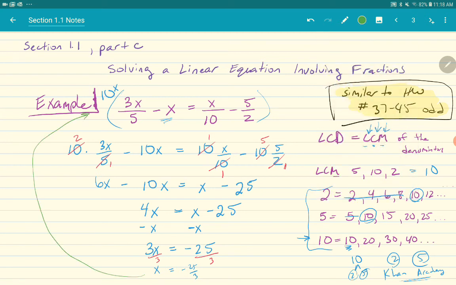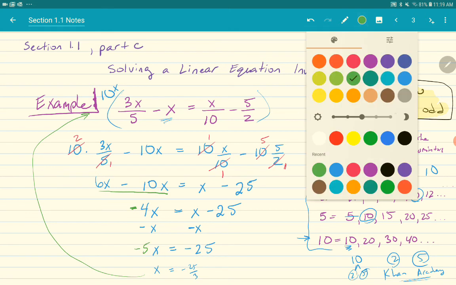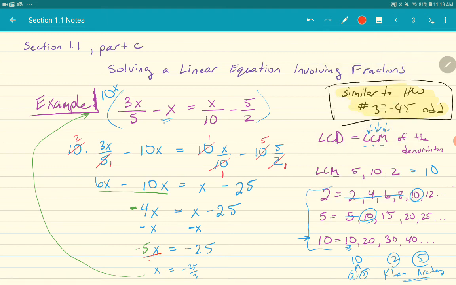And if I take that and plug that back into my equation, I see that actually doesn't work out. So I made a mistake, and I wonder if you caught it while you were working along with me. I made a mistake right here. 6x minus 10x should have been a negative 4x, which means when I subtracted x, I would have got negative 5x equals negative 25. And then to get x by itself, divided by negative 5, I should have got 5. Negative 25 divided by negative 5 gives me 5.